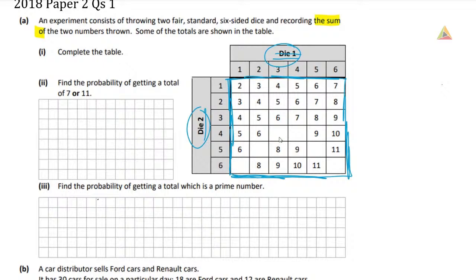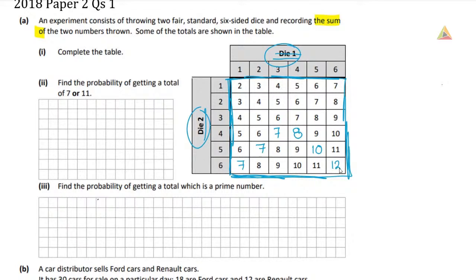So to fill in this square here, we can see we have a 3 on die 1 and a 4 on die 2, so that's a total of 7. For this one here, we have a 4 on die 1 and a 4 on die 2, so that's a total of 8. For this one here, we have a 2 and a 5, which is a 7. For here, we have a 5 and a 5, which is a 10. For here, we have a 6 and a 1, which is a 7. And for the last one over here, a 6 and a 6 is a 12. So now we've completed our table. We've filled in all of our possible outcomes.